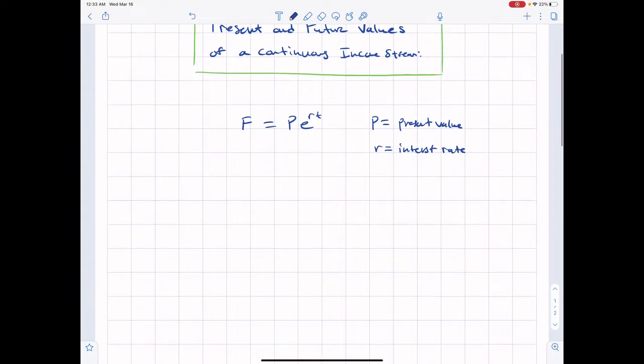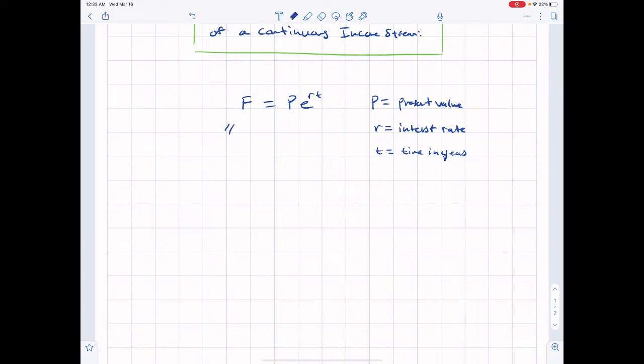R is the interest rate for t years. T is usually the time, usually in years. And then I get F, the future value. So the idea is that this is for one particular investment. I take P dollars, I invest it at an interest rate of r, continuously compounded. That's why it's this e to the rt thing, and not like 1 plus r to the power of t or something like that. It's continuously compounded interest.